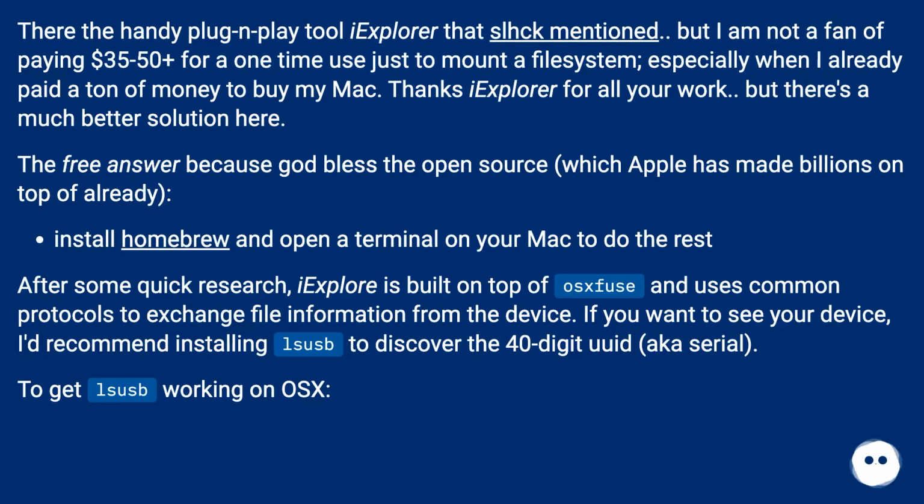Install Homebrew and open a terminal on your Mac to do the rest. After some quick research, iExplorer is built on top of OSXFuse and uses common protocols to exchange file information from the device. If you want to see your device, I'd recommend installing iSUSB to discover the 40-digit UUID, aka serial. To get iSUSB working on OS X.